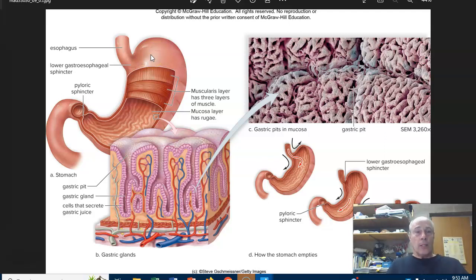It's basically a J shape to it. Okay, yeah, that maybe makes sense. The shape isn't a big deal, but the thing I really want you to remember is that there's a third layer. If you remember, most of your digestive tract just has two layers, a longitudinal layer and a circular layer. But here the stomach has a third sort of oblique layer, we'll call that.